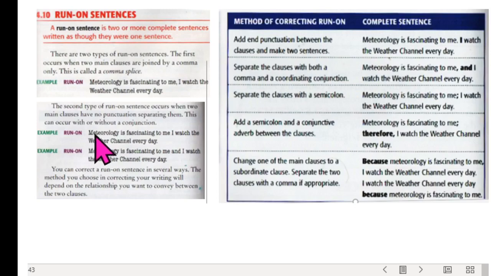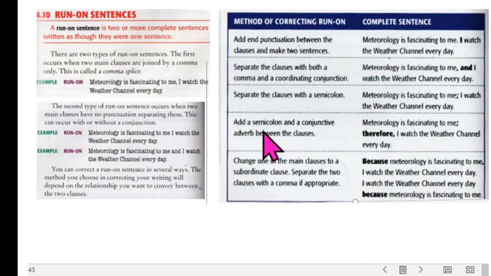In the other, meteorology is fascinating to me. I watch the Weather Channel every day. You can say so, and you need a comma. So I watch the. You see. Next, meteorology is fascinating to me, and I watch the Weather Channel every day. They need a comma here before and. I see this mistake very often.